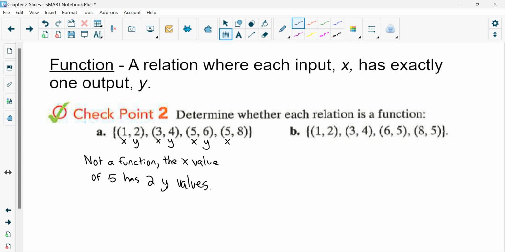For b, again, we're just looking. Here's an x value of 1. It has one y value, and there's no other x values of 1. Here's an x value of 3. It has one y value of 4. There's no other x values of 3. Here's an x of 6. It has one y value. There's no other x's of 6. And here's an x of 8 with one y value. There's no other x values of 8. So in this case, all those x values are different, and they all have just one y value that goes with it. So it is a function.